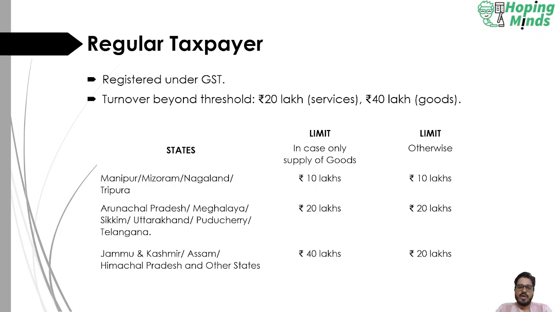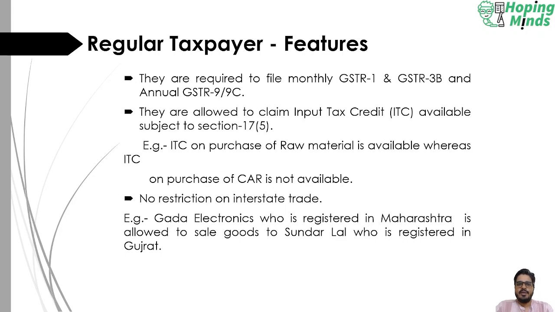In the state of Arunachal Pradesh, Meghalaya, Sikkim, Uttarakhand, Puducherry and Telangana, this limit is 20 lakhs for both goods and services. In other states like Jammu and Kashmir, Assam, Himachal Pradesh and other states, the limit for goods is 40 lakhs and the limit for services is 20 lakhs. So let's see the features of regular taxpayers.